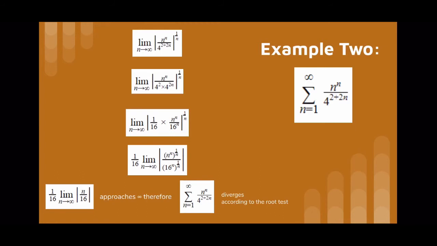Now I can determine that this outcome approaches infinity. Therefore, the sum of n to the n over 4 to the 2 plus 2n from 1 to infinity is divergent according to the root test.